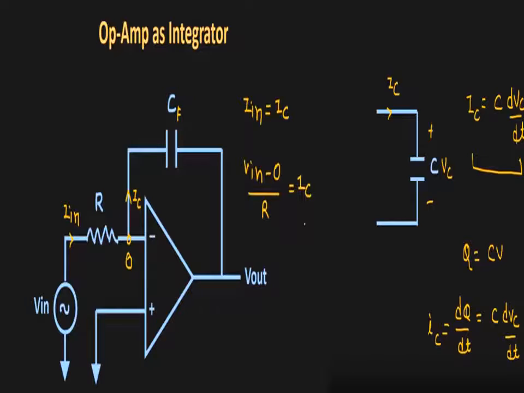This IC is the current through the capacitor. I can write the current through the capacitor as IC equals C into dVc divided by dt. The capacitor is nothing but what? It will charge and discharge. So the charge on the capacitor is given as Q equals C into V. Since I is given as dQ by dt, finally I will get IC equals C dVc divided by dt.